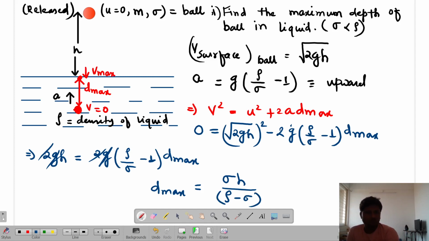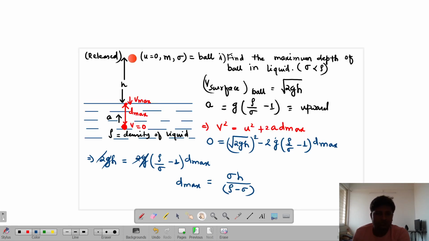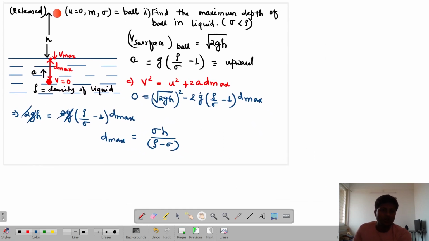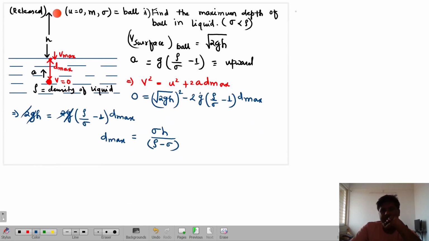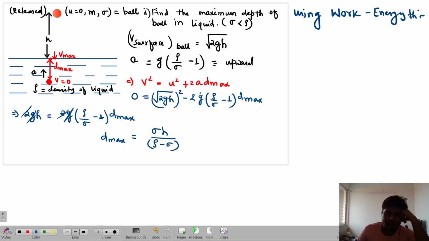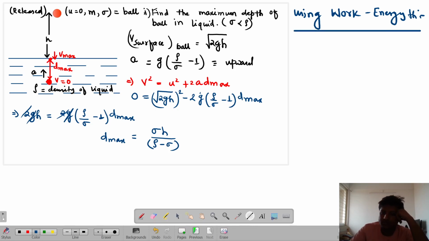Is that clear? You can even solve this question in a very easy way, using the work energy theorem. We know that the work energy theorem is nothing but: work done by all the forces is the change in kinetic energy, isn't it?